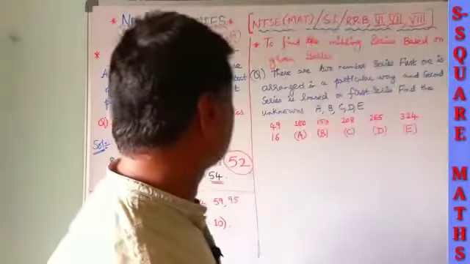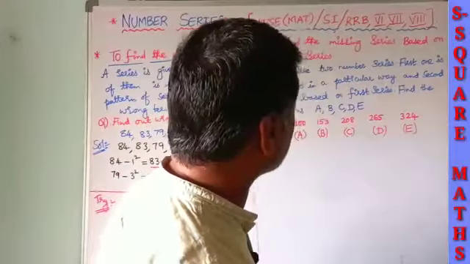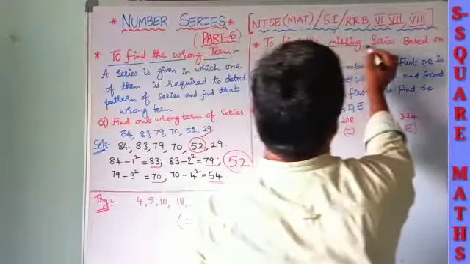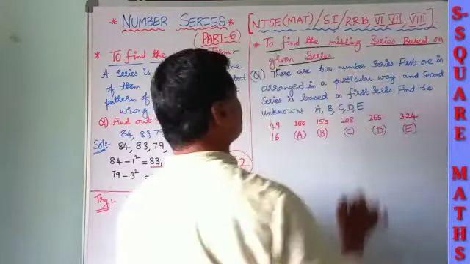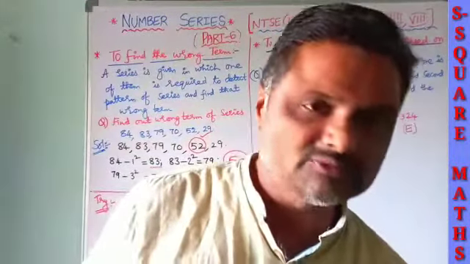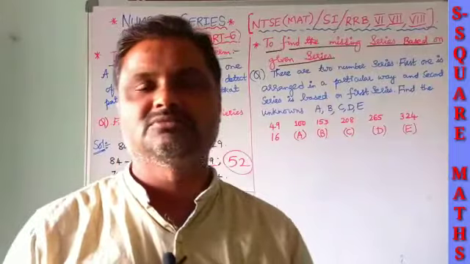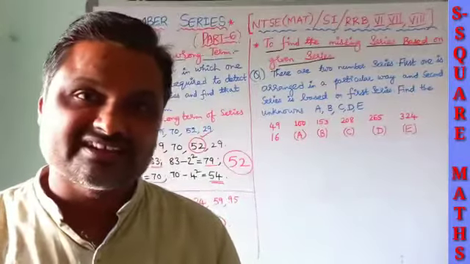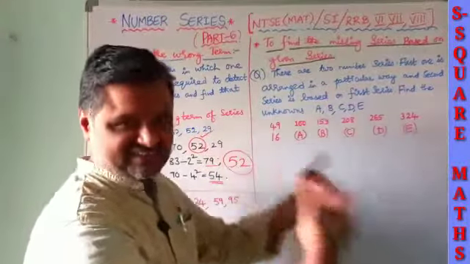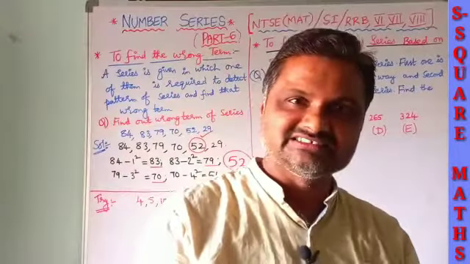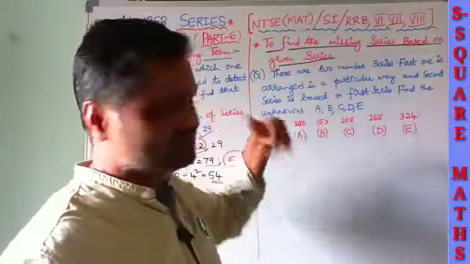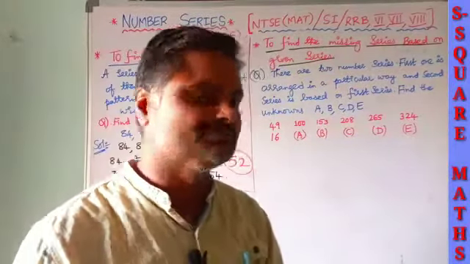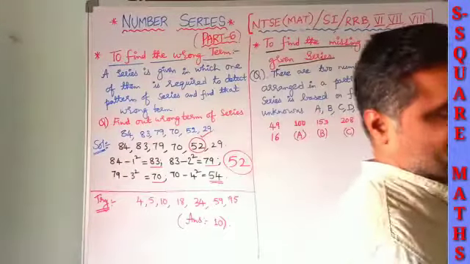Now the next one, to find the missing series based on the given series. If you observe carefully, so far we went through problems of the missing term, the wrong term, what is the next term, and what is required in the place of the question mark, etc. But here a series itself has been missed. So we are going to discuss a different problem here, the missing series, not the missing term or wrong term. So there are two number series.